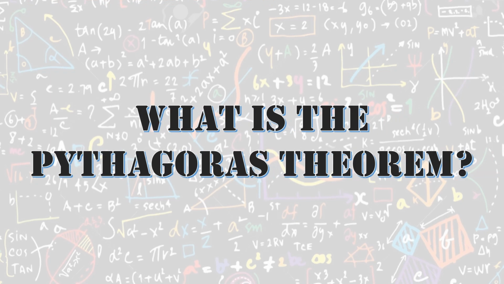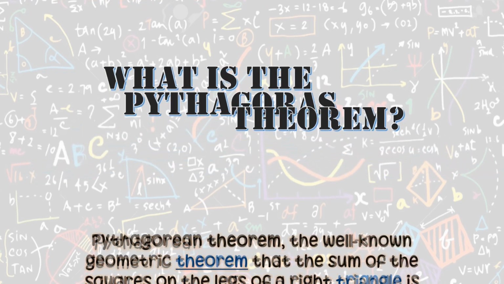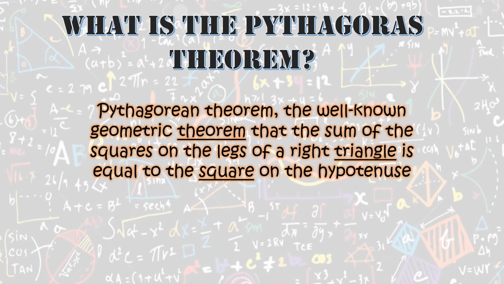What is the Pythagoras theorem? The Pythagoras theorem is a well-known geometric term which states that the sum of the squares on the legs of a right triangle is equal to the square on the hypotenuse.